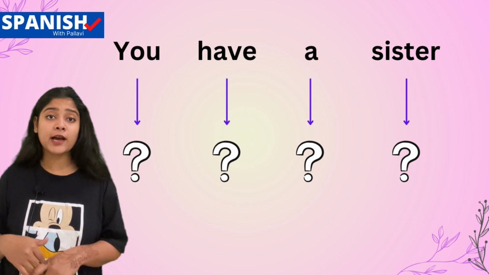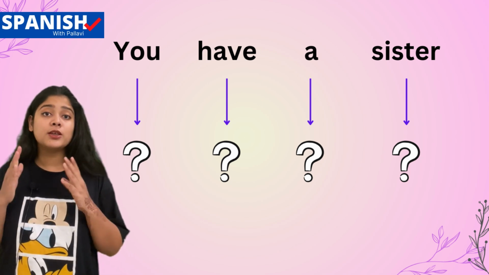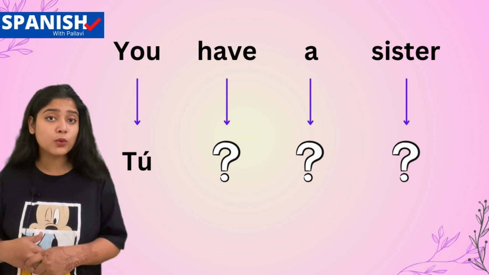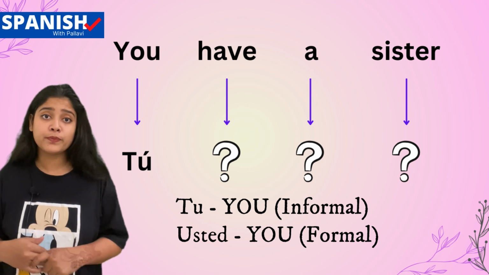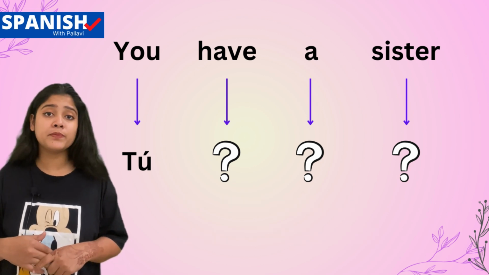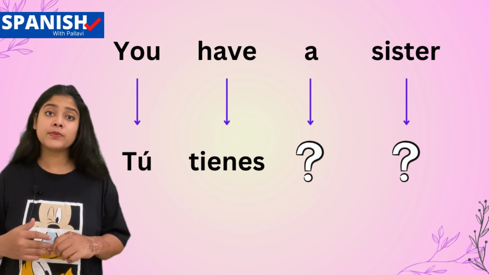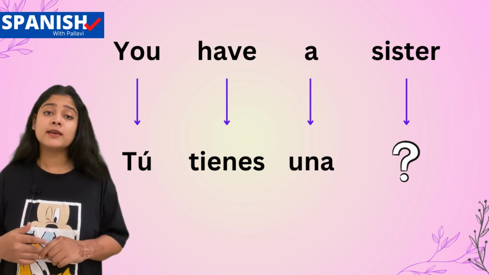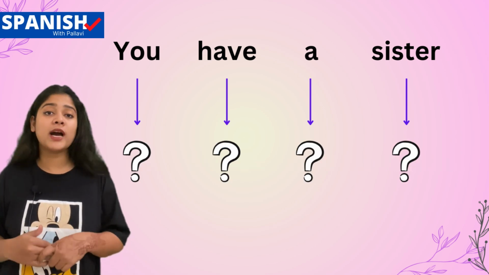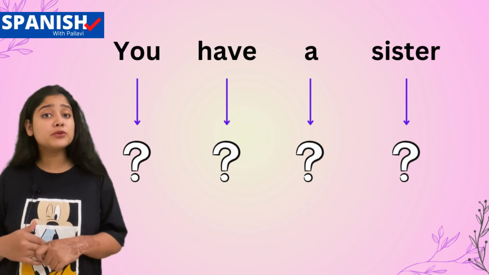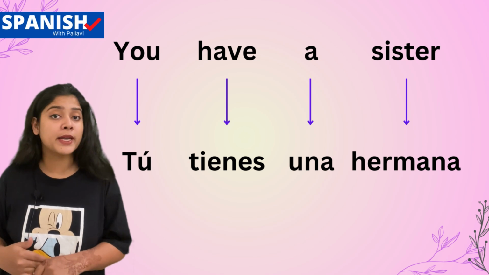Next, you have a sister. How do you say that in Spanish? You will be tú. So this is you informal. Tú. Have will be tienes. A will be una. Sister will be hermana. So the whole sentence will be you have a sister. Tú tienes una hermana.